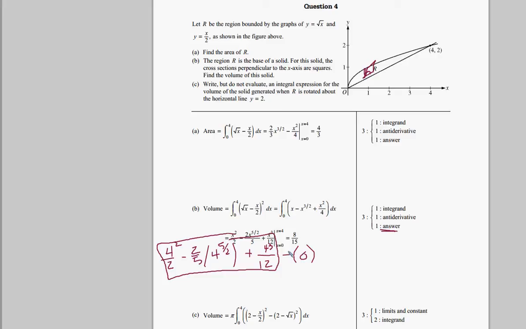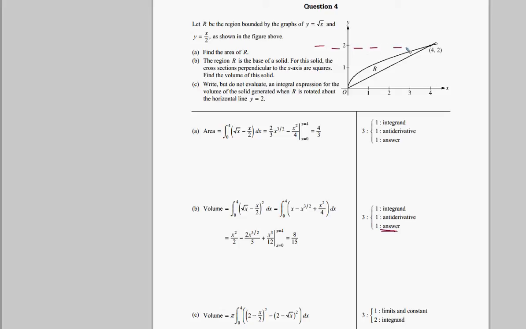And then the last part, part C, says write, but do not evaluate, an integral expression for the volume of the solid that's generated when R is rotated around the line y equals 2. Okay, so if you want to visualize this, we have this line going through here, and this guy is coming down here like so, and we're revolving it. So you can see that I have a funnel looking thing, but it's not going to have a hole in the very bottom of it. And then you have slices of bread being donuts, basically.